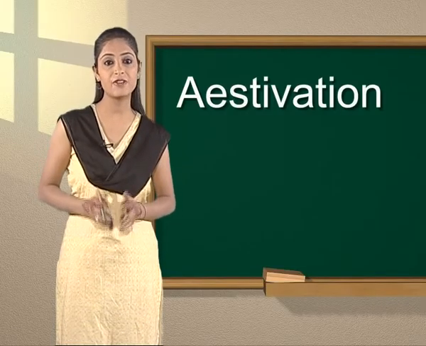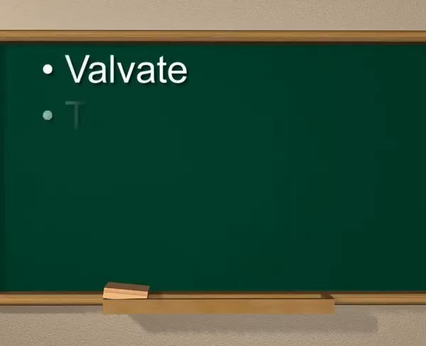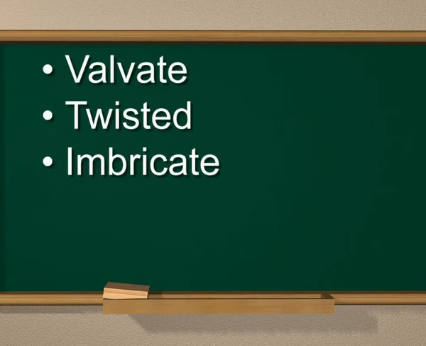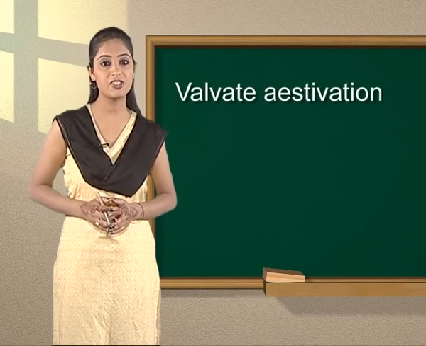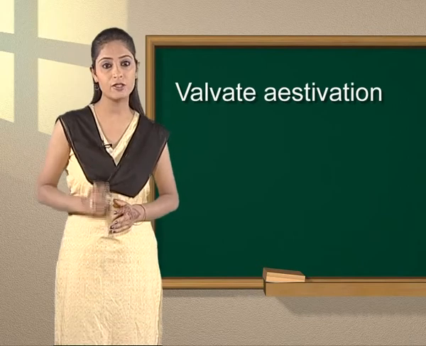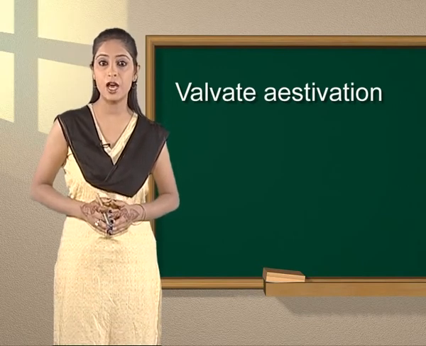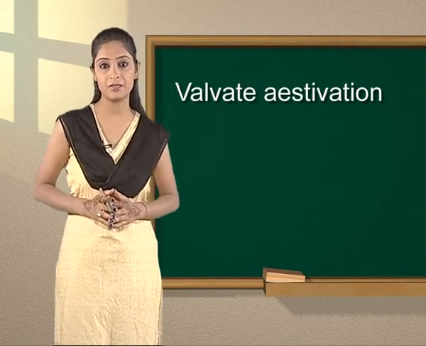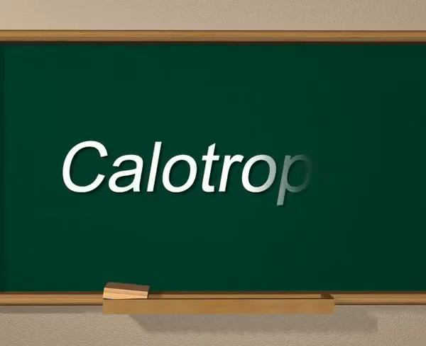Estivation is of different types. These are valvate, twisted, imbricate, vexillary, quincuncial. In valvate estivation, petals or sepals of a whorl are quite close to each other and meet by their edges, but do not overlap. Valvate estivation is found in Calotropis.